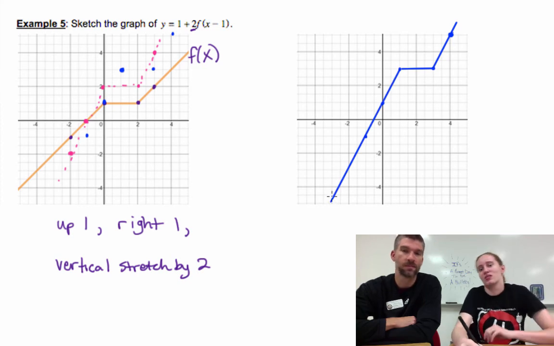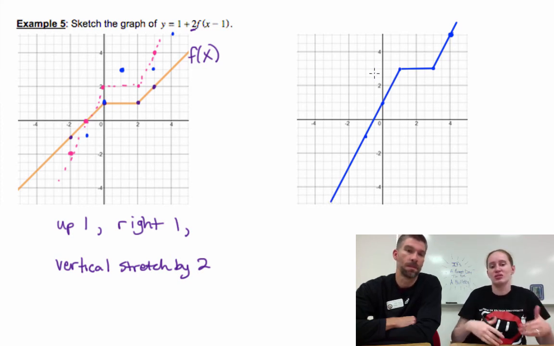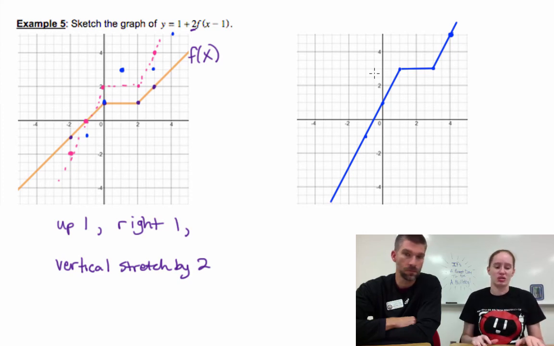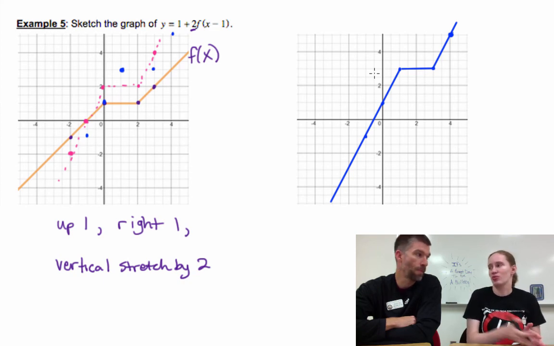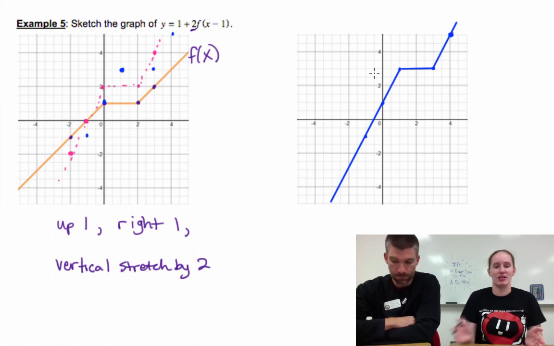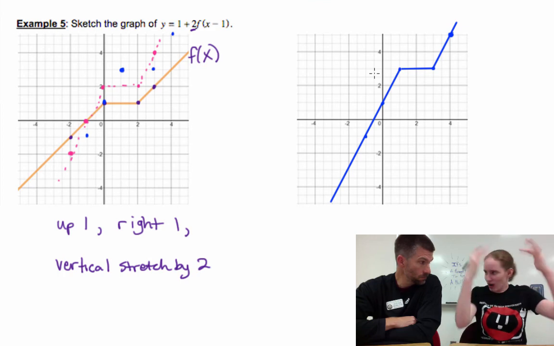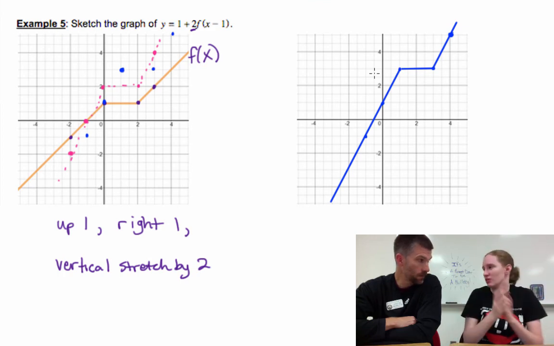Okay, so that is vertically stretched by 2, up 1, right 1. If you wanted to try really hard and do those all at once, you could, but just keep in mind the vertical stretch or shrink needs to come before that up or down. Multiply before add. And it doesn't really matter in this case when we shifted right, because y is kind of doing an independent thing from x.